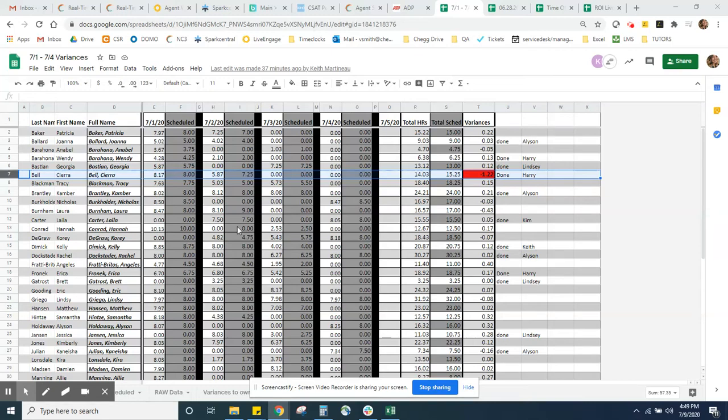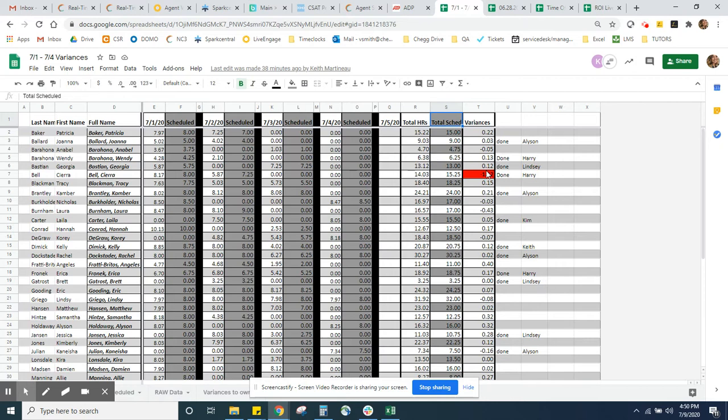So when we're talking about variances, the variance is the difference between total hours worked in ADP versus total hours scheduled. And the reason we do variances is because we schedule one thing to happen, and we need to make sure what actually happens matches what we had scheduled and planned for. So that's where we make sure that ADP, which is what was actually worked, matches what was scheduled, which is what we planned to have worked.